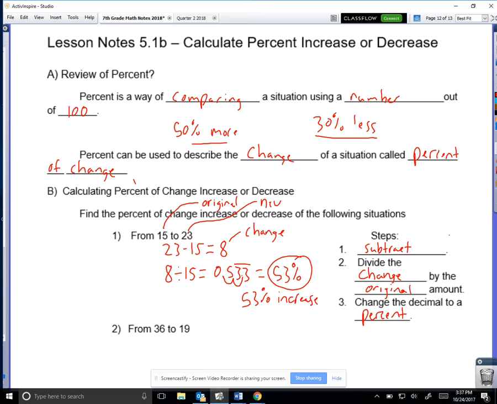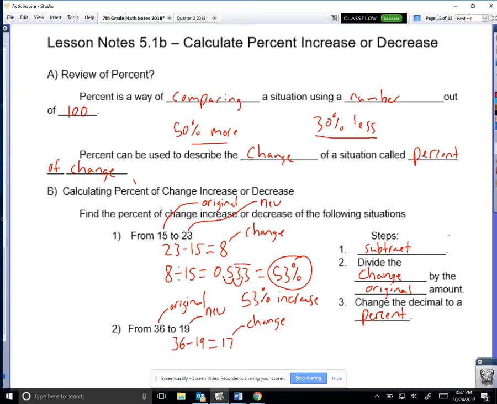Number 2, we have a percent of change, and it's going to be a decrease because we're going from 36 to 19. 36 is our original. Okay, 19 is our new amount. So we got our original at 36, the new number is 19. We're going to go through the same exact steps over here. First thing we're going to do is subtract those two. All right, so we're going to take 36 minus 19. Okay, when I do that, that's going to get me 17. All right, 17 is my change. That's how much of a change it is to go from 36 to 19.